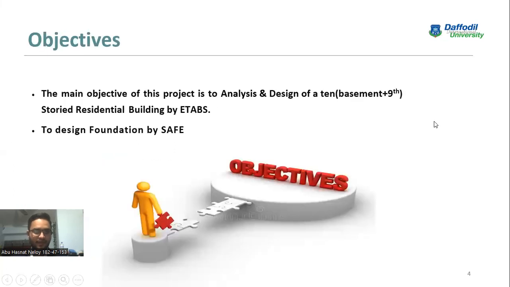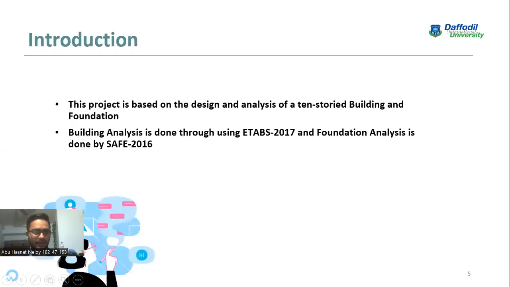So first of all, objectives. The main objective of this project is analysis and design of a 10-story building and design of foundation by using SAFE software. Introduction part. This project is based on analysis and design of a 10-story building and foundation. Building analysis is done by ETABS and foundation analysis is done by SAFE software.